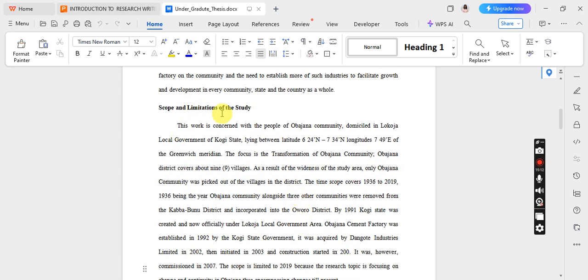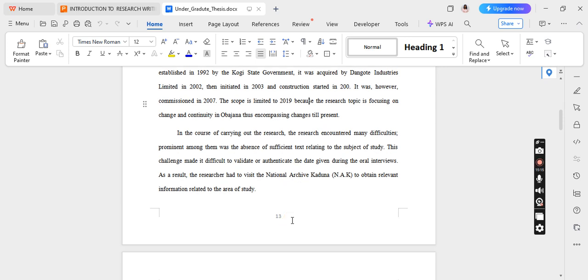Then you now say something about limitations of the study. It simply tells you what were the difficulties you experienced while trying to carry out this research work. Okay, in the course of carrying out this research, I encountered many difficulties.